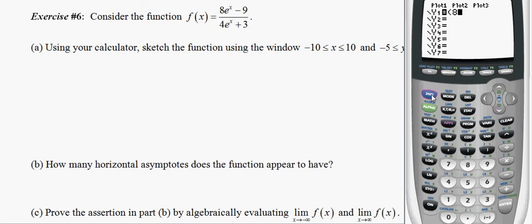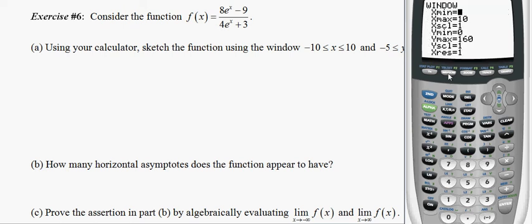Okay, I've got y equals 8 times e to the x, minus 9, divided by 4 times e to the x, plus 3. Let me look at my parentheses, make sure everything's fine. Great. Go into my window.